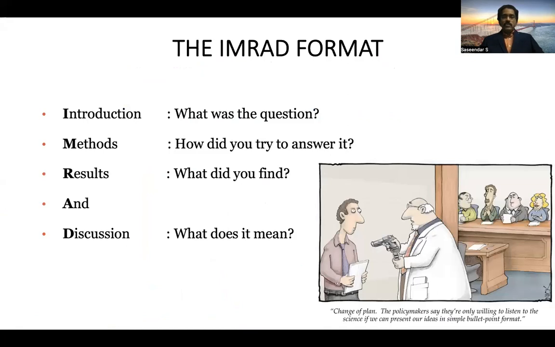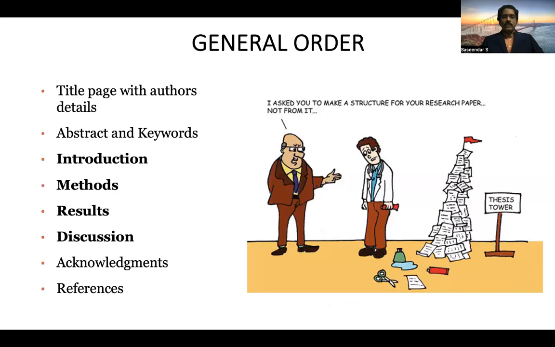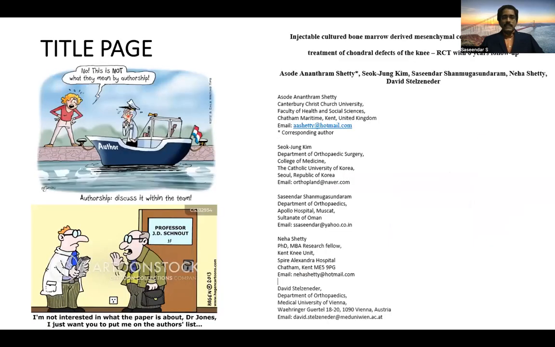Okay, coming to the topic. The often described method of writing an article is the IMRAD format that includes introduction, methods, results, and discussion. However, there are other components that need to be understood that include title page with author details, abstracts and keywords, conclusion, acknowledgements, and references.